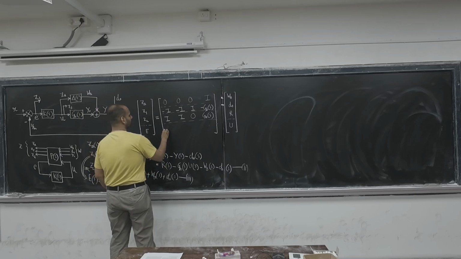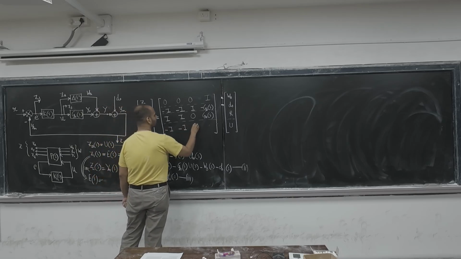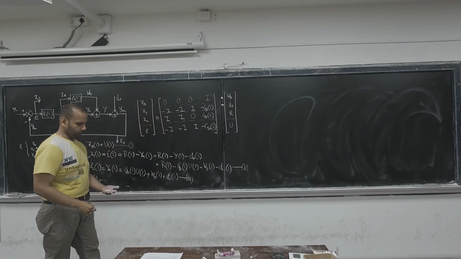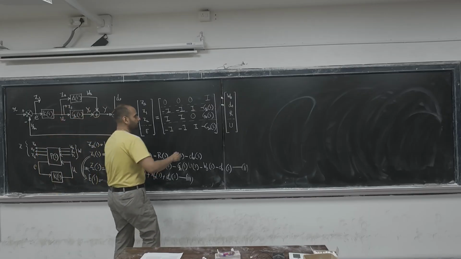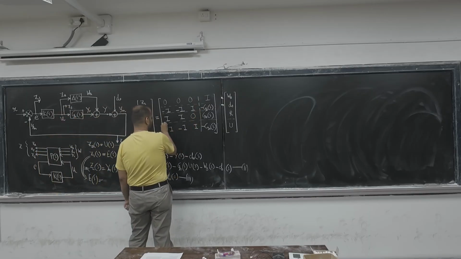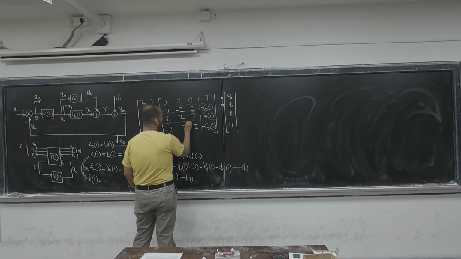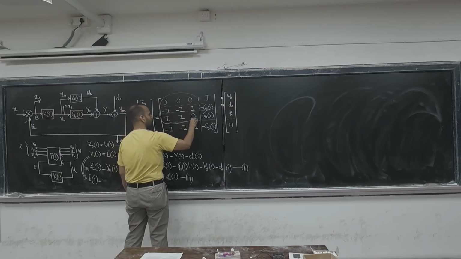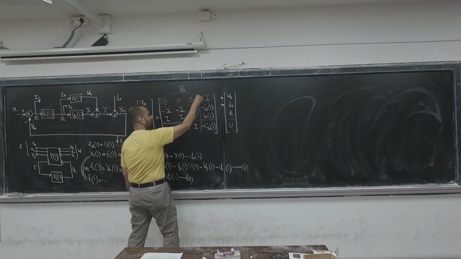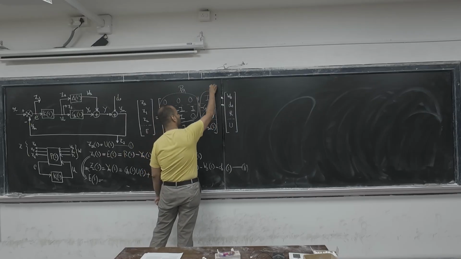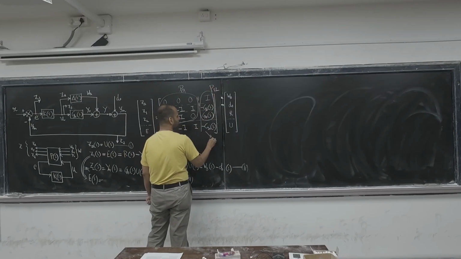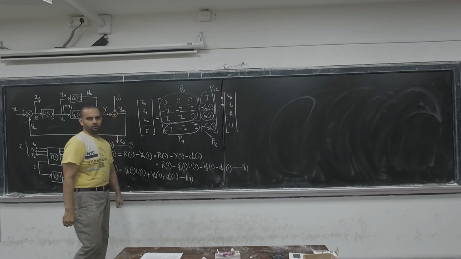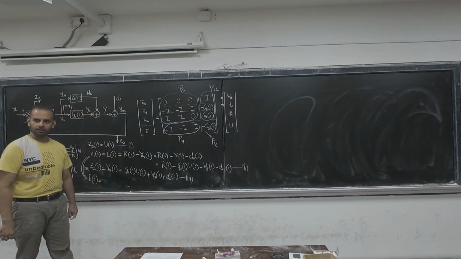Z1 and E, they are the same. So one is minus I minus G0 of S. How will you do the partition? Right? This will be the partition. That means this is your P11. This is your P12. This is your P22. This is your P21. Okay?